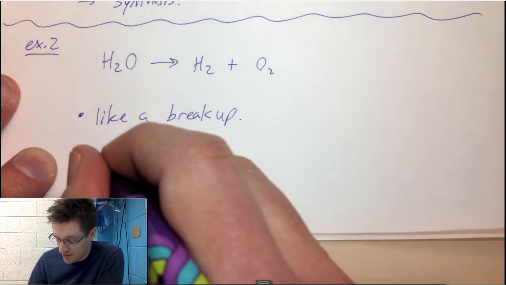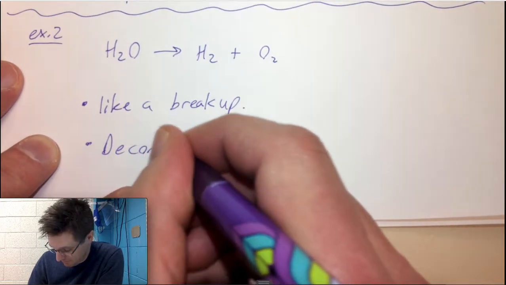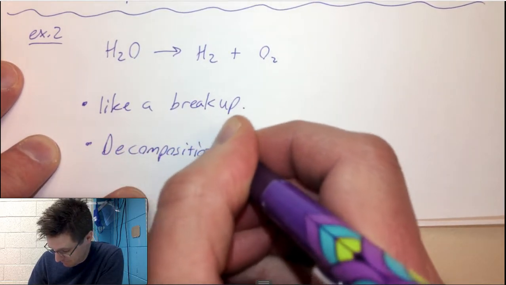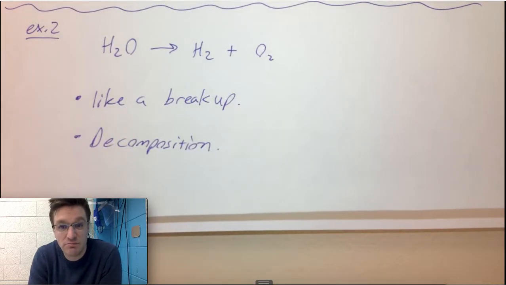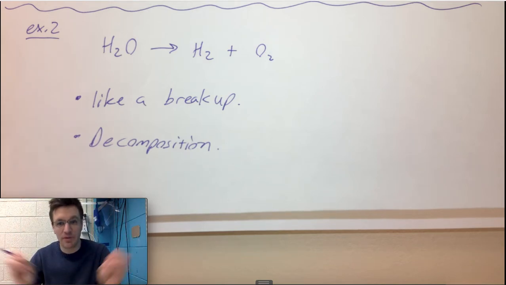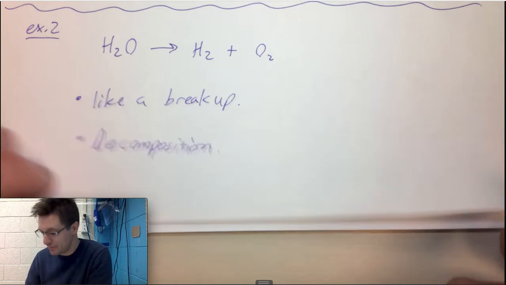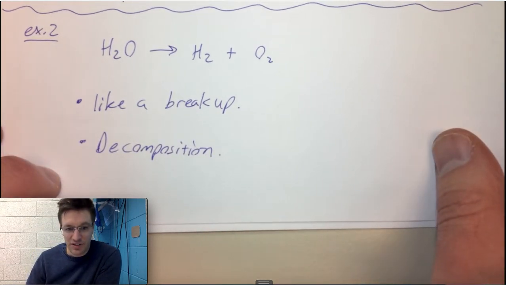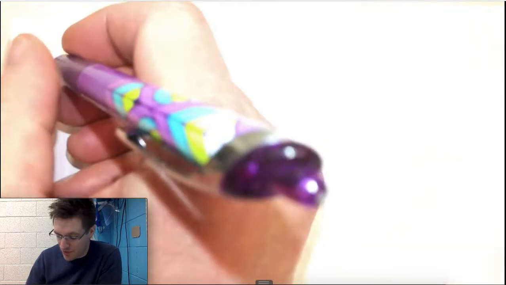And in this case, a breakup is a decomposition. Okay, to decompose means to take apart. We're taking something that's bonded together, the water, and we're splitting it apart into the hydrogen and oxygen, just like a breakup. Okay. Let's keep going with these relationship analogies. Let's do our third type of reaction.